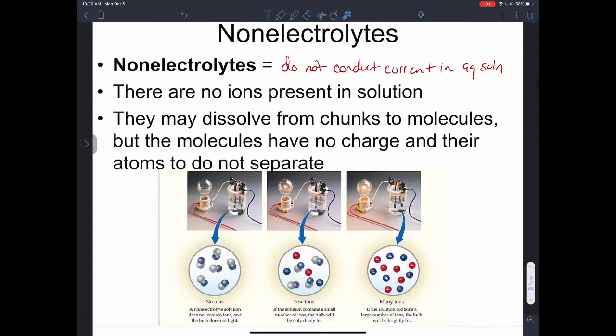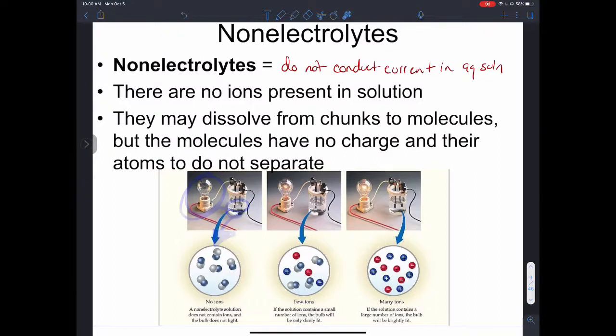Finally, non-electrolytes. So non-electrolytes do not conduct current in an aqueous solution, right? No electricity. There are no ions present in the solution. They may dissolve from chunks into molecules, but the molecules have no charge and their atoms do not separate. And so here's an example of a light bulb that is not lighting at all, and it is because in that solution you may have molecules, but those molecules remain intact. They do not separate into atoms, and there are no charged particles at all.